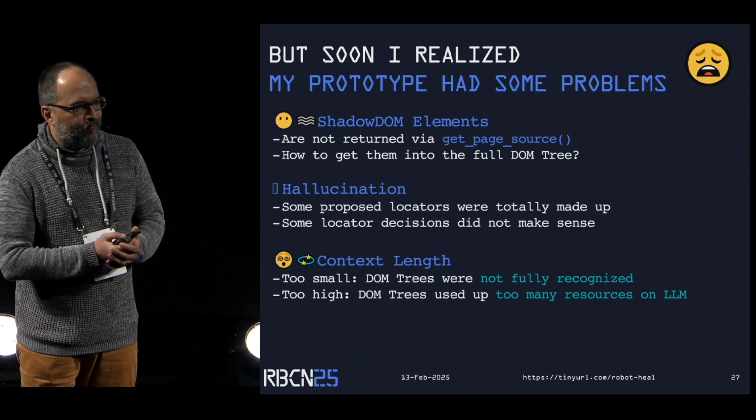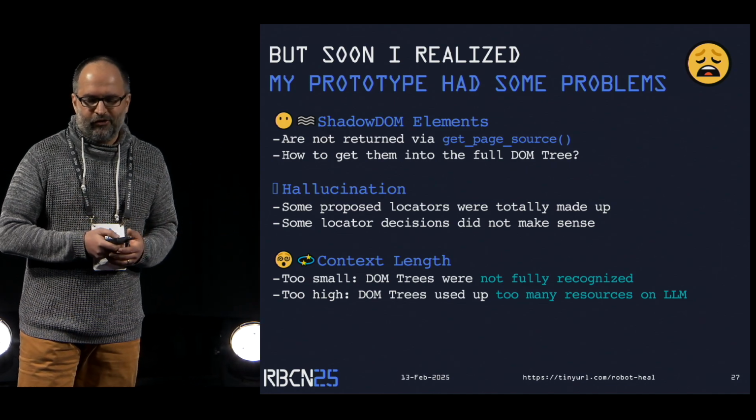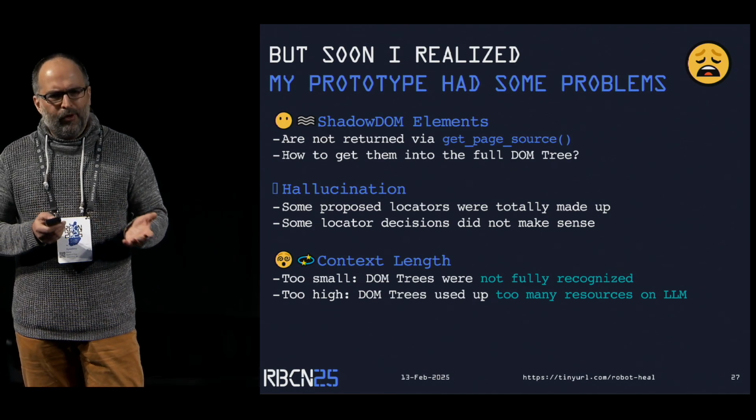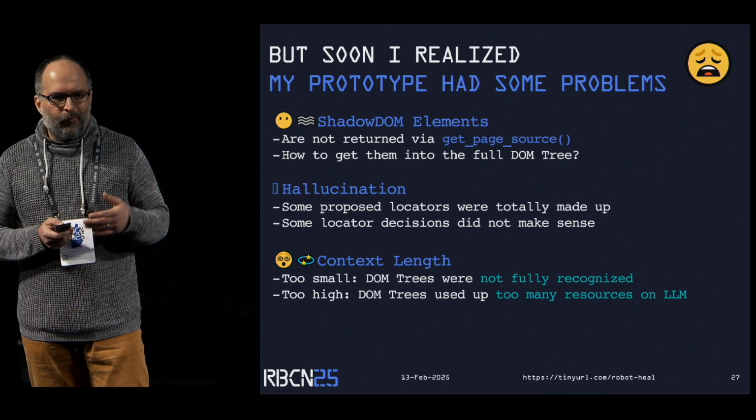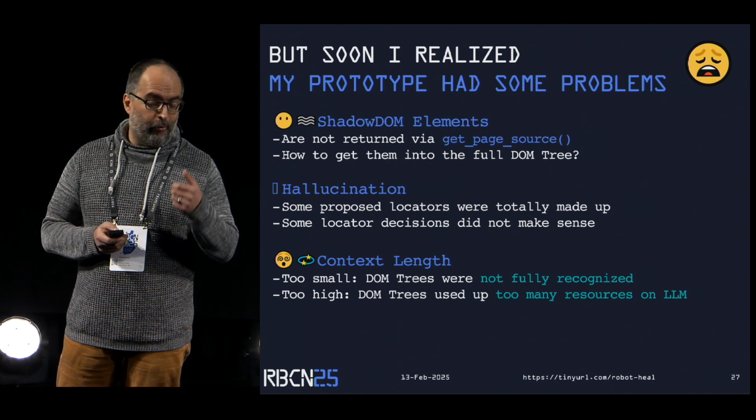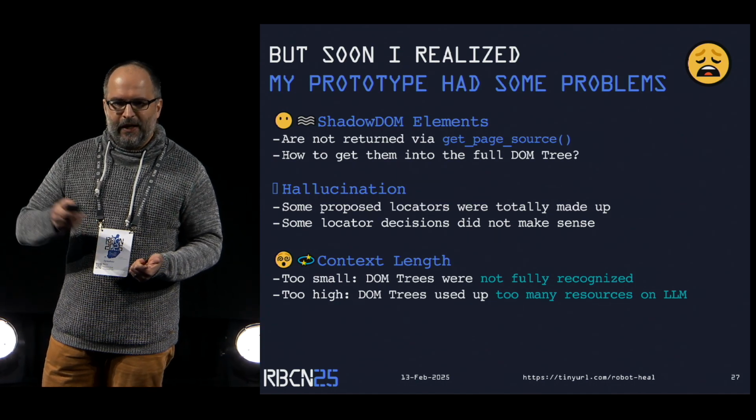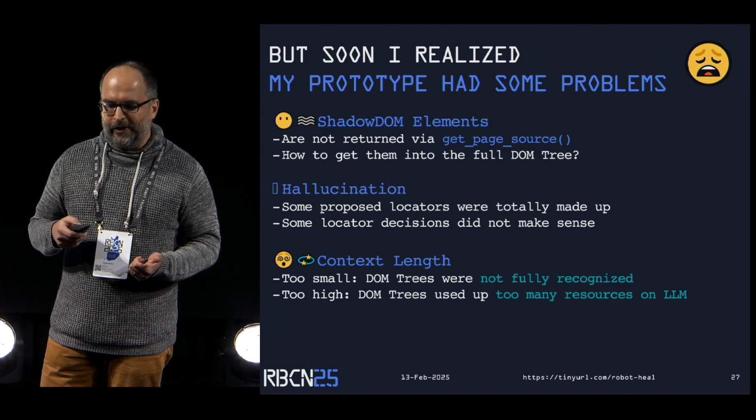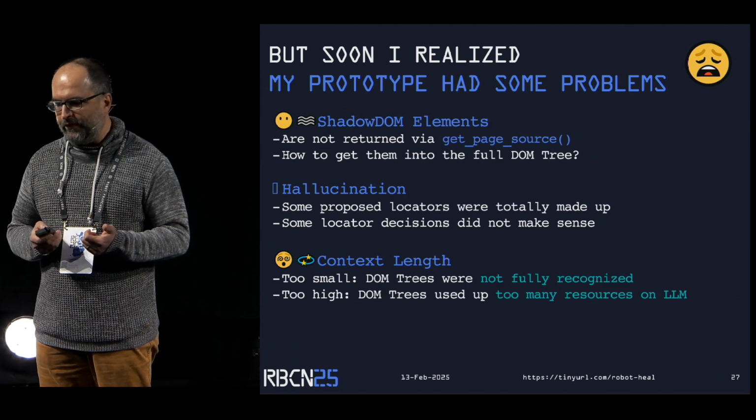Then the next problem, hallucination. This is a typical large language model problem. Some proposed locators did not make sense or were totally made up, and some decisions did not make sense to me. So this is also something I had to deal with.